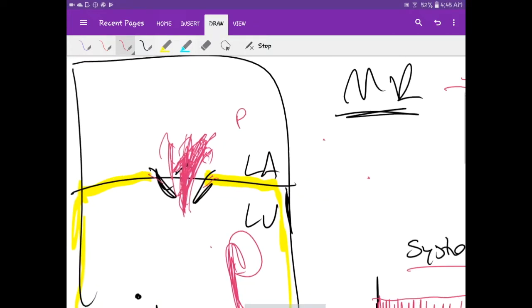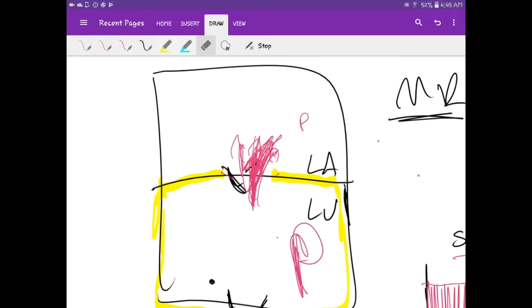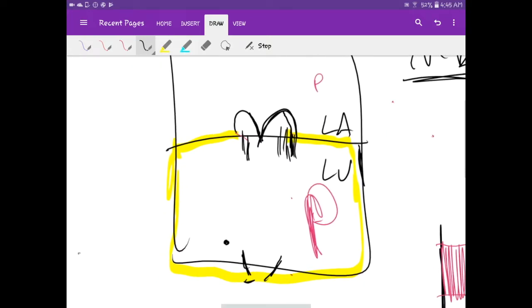Now, there's something called a prolapse. Okay, so back to the whiteboard. What is a prolapse? The prolapse is when the mitral valve has prolapsed into the atrium. And here you have the chordae tendineae. It's basically fallen into the atrium, and it's pushed back.